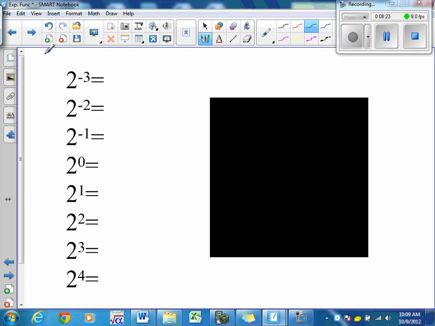Now, to think about this exponential function a little bit, let's look at some numbers. Let's evaluate. What is 2 to the 0? Well, that's just 1. Anything to the 0 power is 1. Go back to our properties from the beginning. That was one of our properties. 2 to the first is 2. 2 squared is 4. 2 cubed is 8. 2 to the fourth is 16. 2 to the negative 1 is 1/2. 2 to the negative 2 is 1/4. 2 to the negative 3 is 1/8.